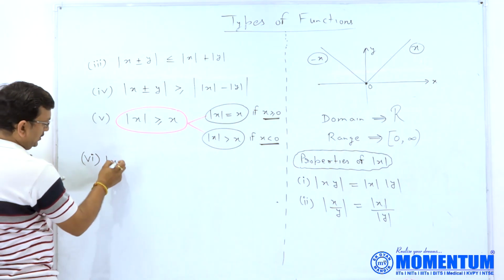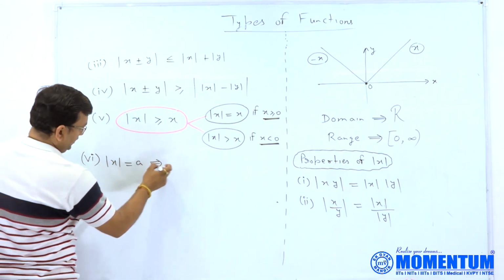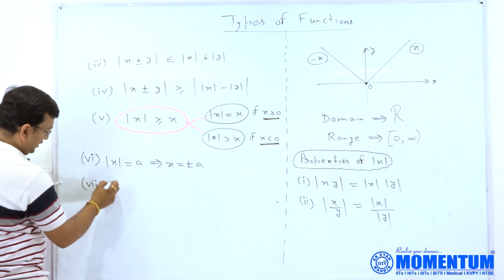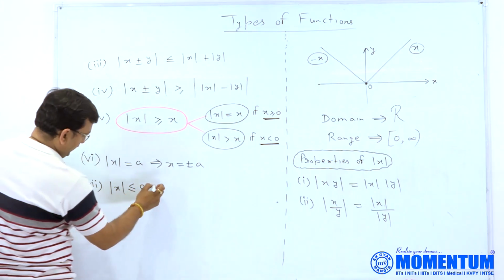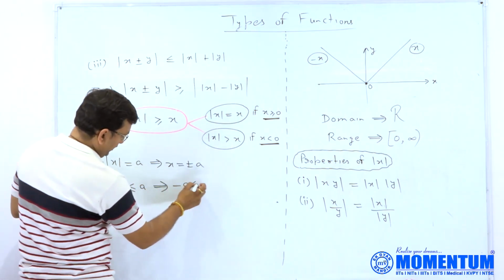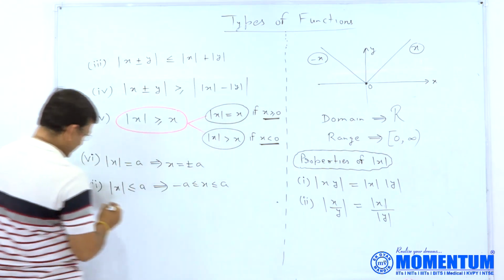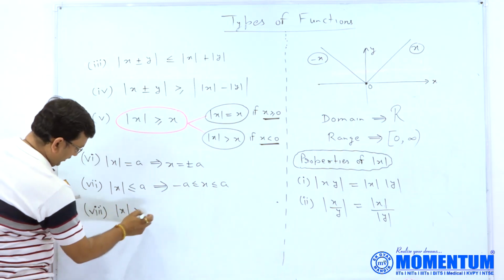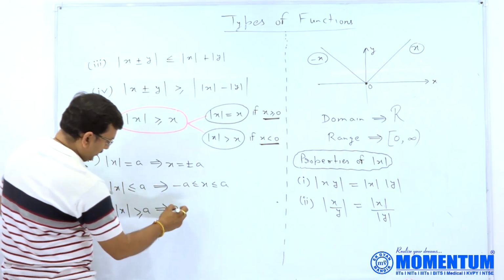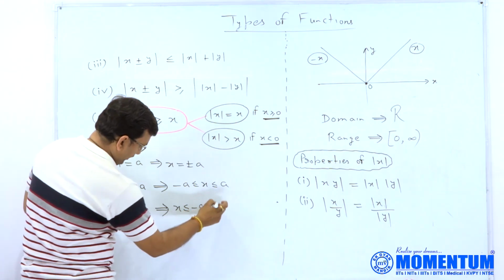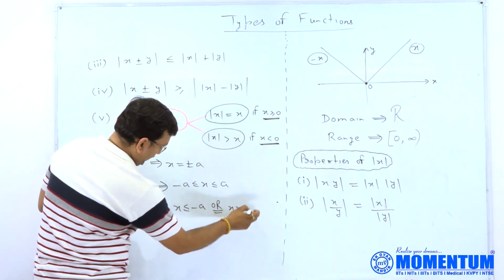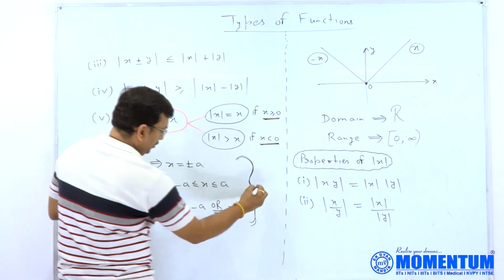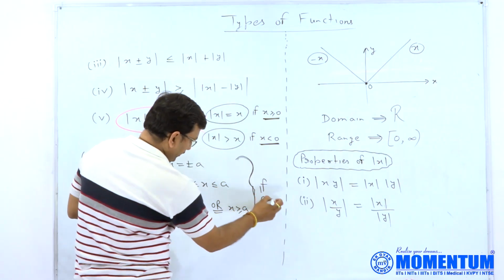Number six, mod x is equal to a implies that x is equal to plus minus a. Number seven, mod x less than a implies that x lies in between minus a and plus a. Number 8, mod x greater than or equal to a implies that x is less than or equal to minus a or greater than or equal to a. Remember, they are true only when a is greater than 0.